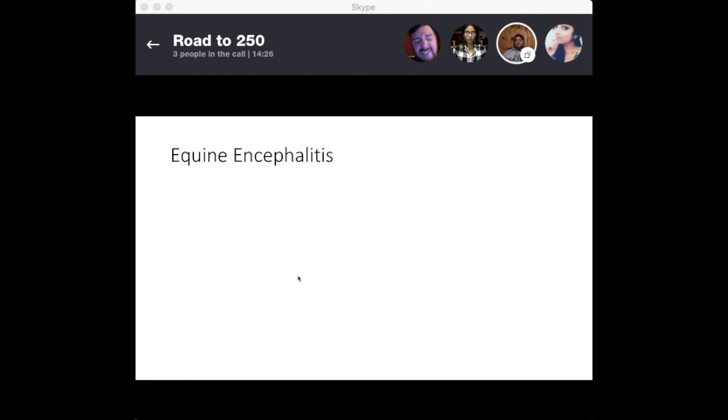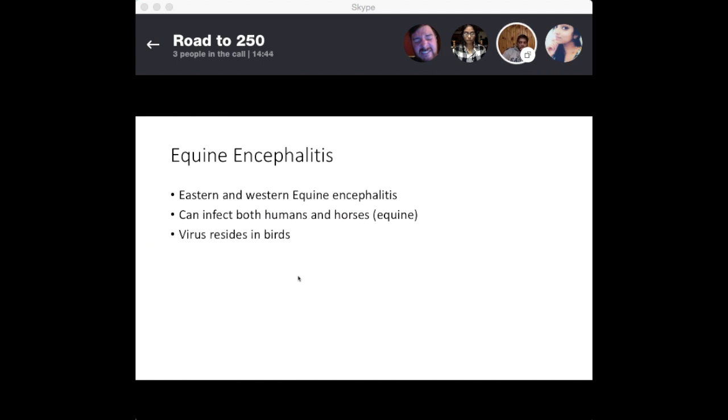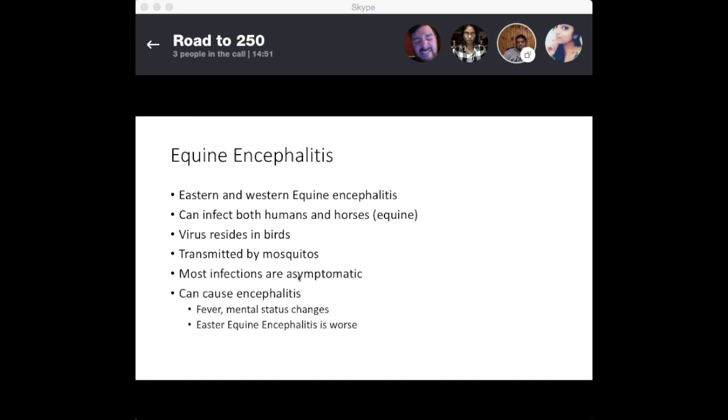All right, so equine encephalitis is another thing that can be caused by Togavirus. There's a western and an eastern type, and they can infect both humans and horses. The viruses reside in birds, and it's transmitted by mosquitoes. Most infections are asymptomatic, but it can cause encephalitis, and you would see fever and mental status changes. Eastern is the worst type. So the way you can think about this is triple E is always bad.